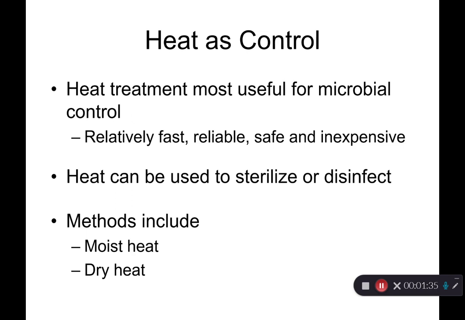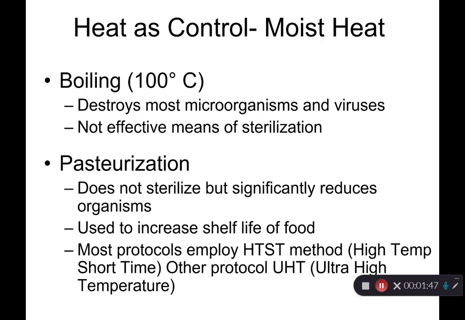So depending on how the heat is used, it can be used to sterilize or disinfect. And there's actually two types of heat. There's moist heat and dry heat, and both have a place in microbial control. So moist heat would be like boiling or pasteurization. So boiling, that would be increasing the temperature above 100 degrees Celsius. And that's typically sufficient to kill most microorganisms and viruses.